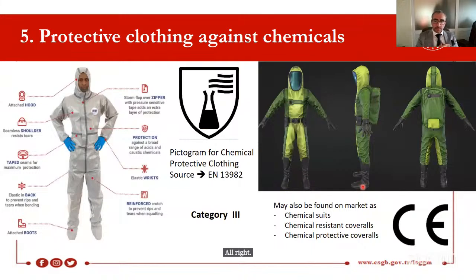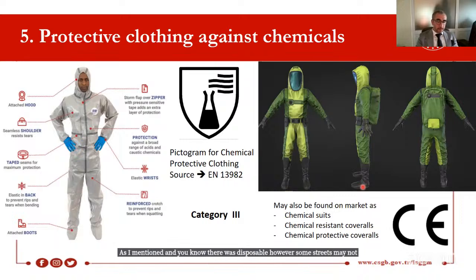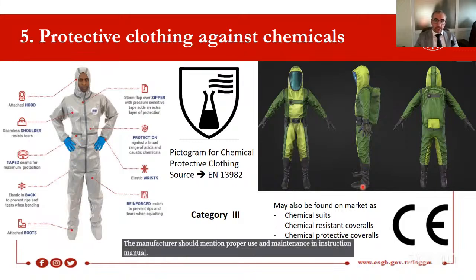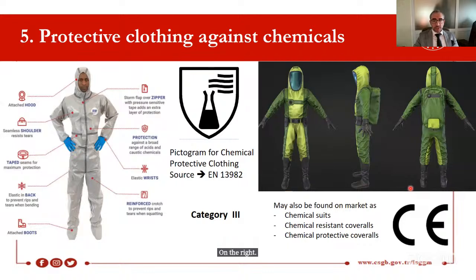There are different types of protective clothing on market. Some coveralls, for instance, may be intended to use once, as I mentioned, and in other words, disposable. However, some suits may be not. In all conditions, the manufacturer should mention proper use and maintenance in the instruction manual. On the right, you see a general model of a chemical suit, not a real product on market actually.